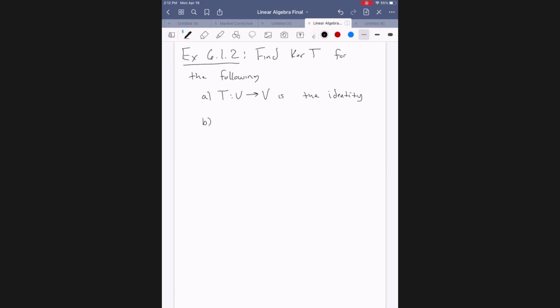And then B, T from R3 to R3 is, I guess we can say, T of the vector x, y, z. And this gives me the vector x, y, 0. All right.